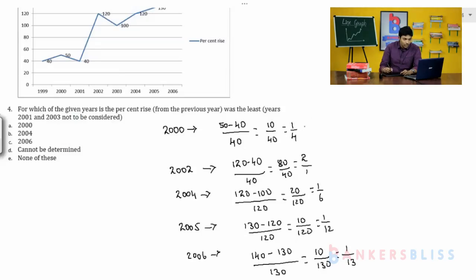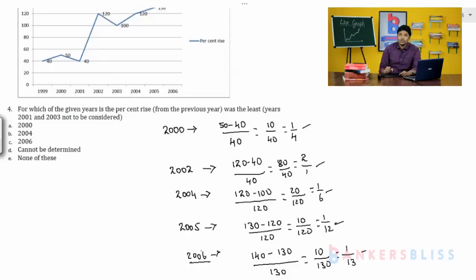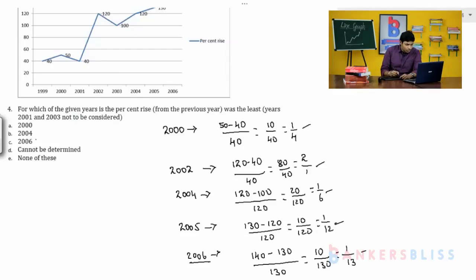See here, 1 by 4 it is 25%, 2 by 1 100%, 1 by 6 16.66, 1 by 12 half of that one, and 1 by 13 much lesser than 1 by 12. So 1 by 12 and 1 by 13, 1 by 13 is the lesser one, because numerators are same, denominator is increased. If that is the case, then the resultant value will be lesser. So 1 by 13 represents 2006, and they are asking which was the least. So the least is 2006, therefore option C is the right answer.